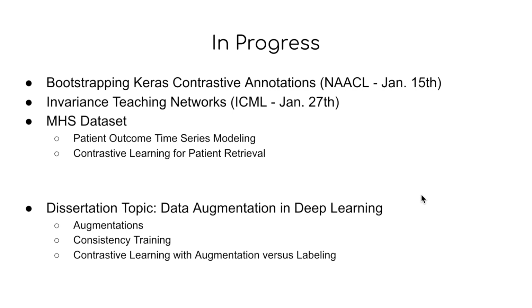The next project is contrastive learning for patient retrieval, where we want to form vector embeddings of patients such that we can find similar patients. We're firstly looking for similar patients within the MHS dataset itself, within the same hospital system, but then also we're connecting this to the COVID-19 literature, which is a collection of COVID-19 clinical trials and patient care across the world.